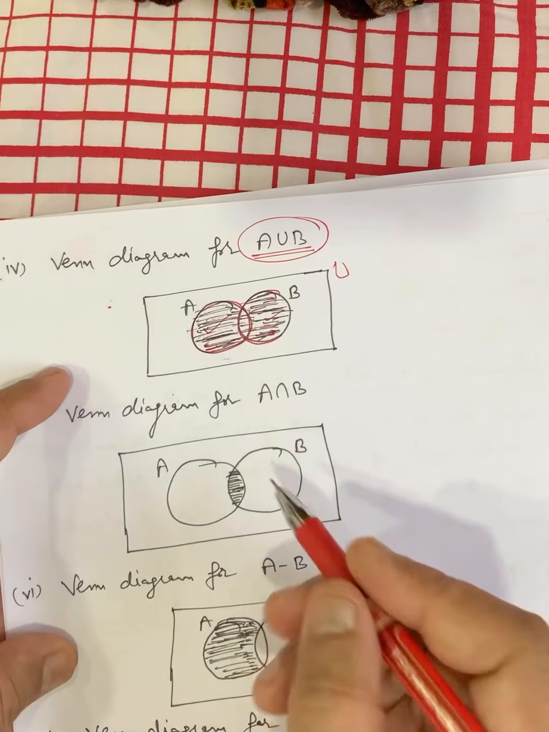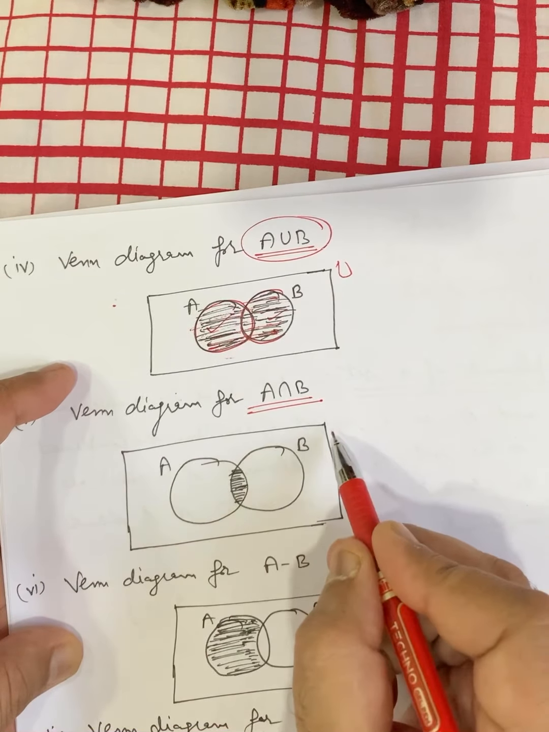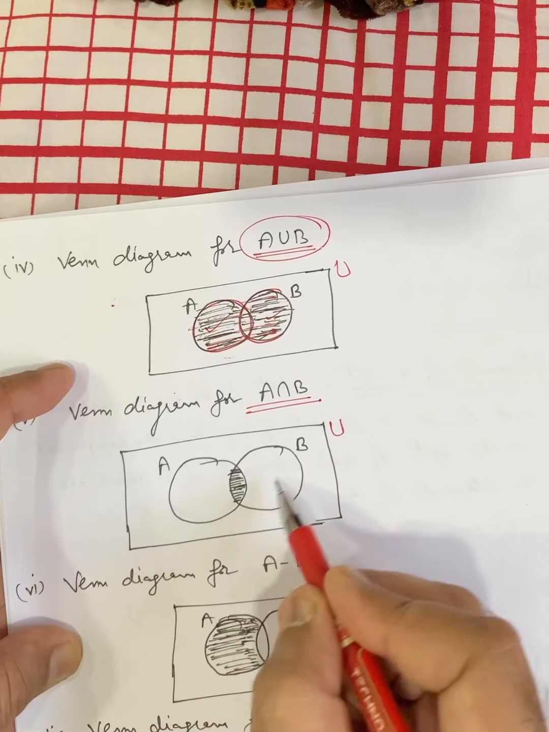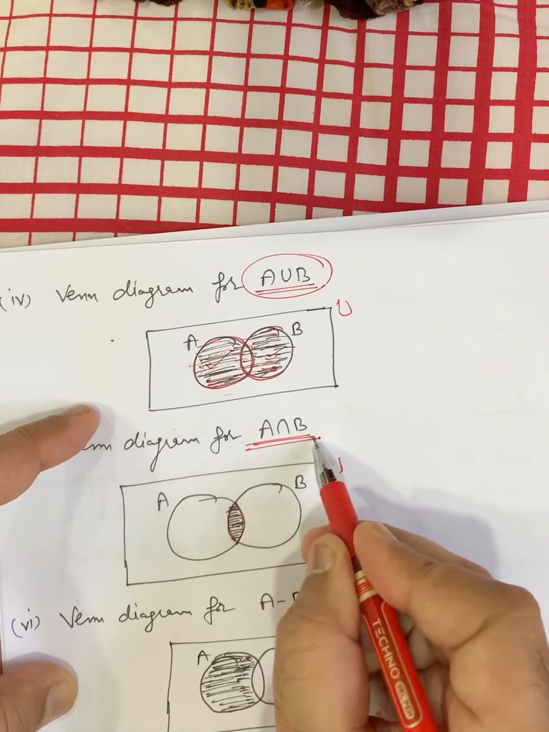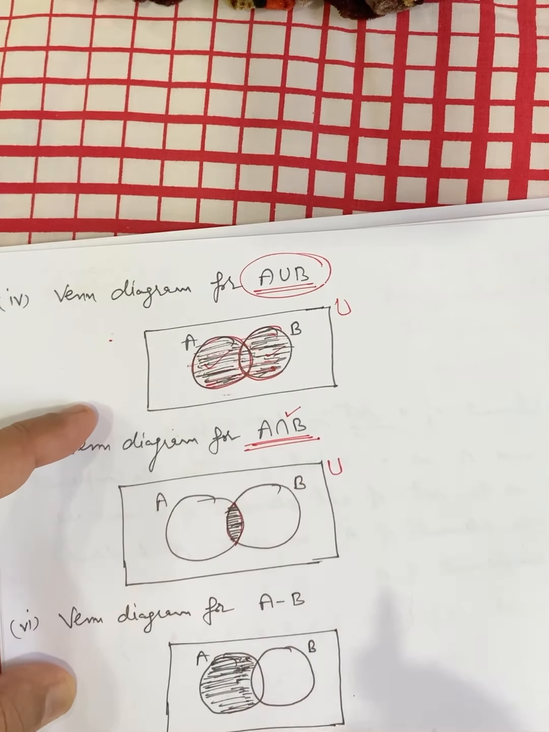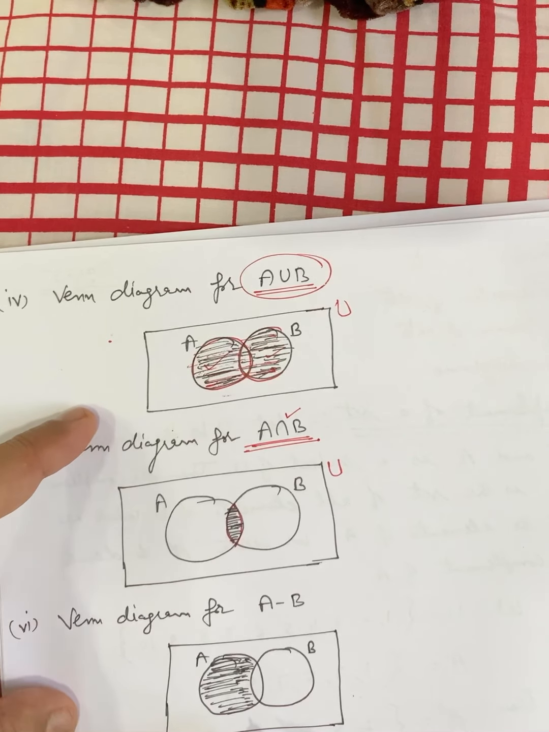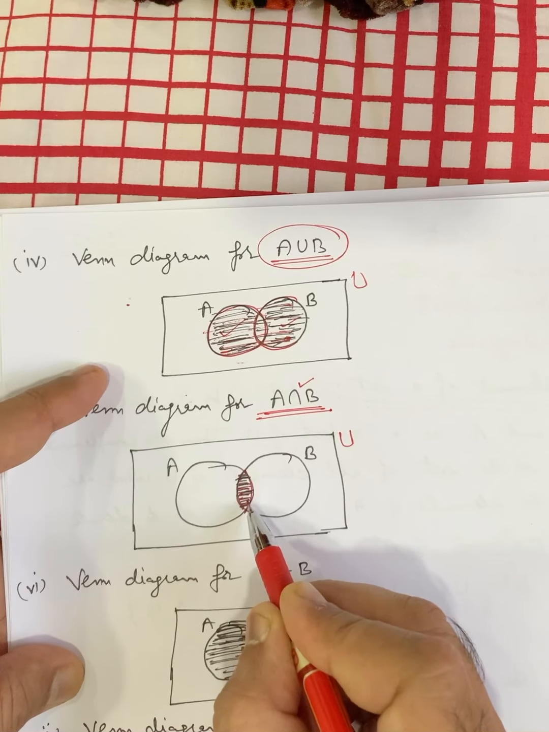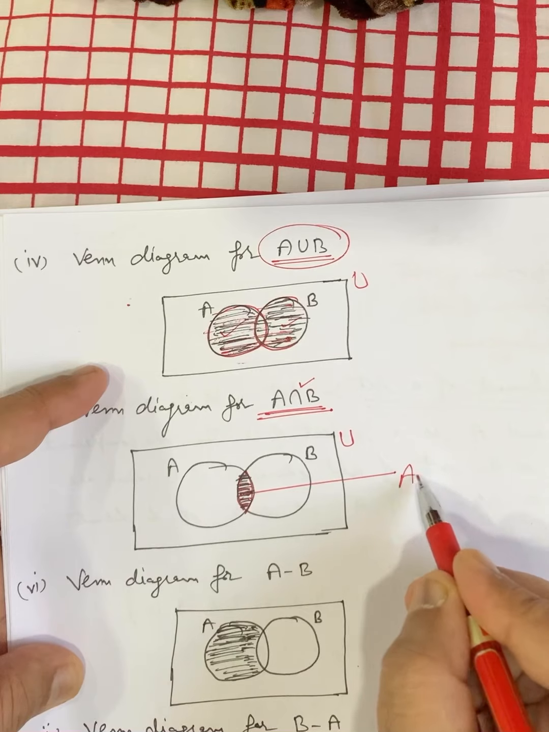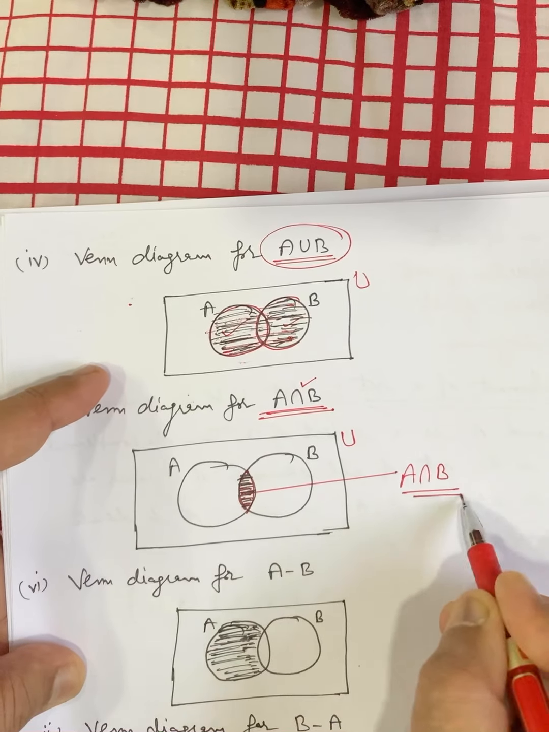Now A intersection B. So same universal set. Two sets A and B. This is the common part. The A intersection. पहले हमने किया intersection. Intersection is a set of the common elements between the two sets. So we shade this common part. That common part represents A intersection B.